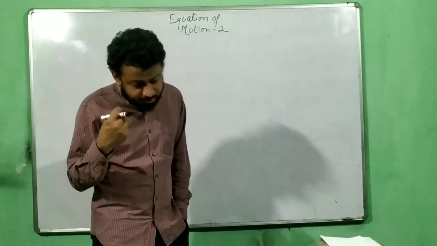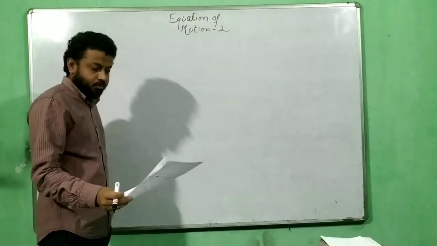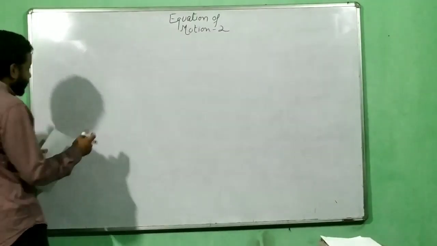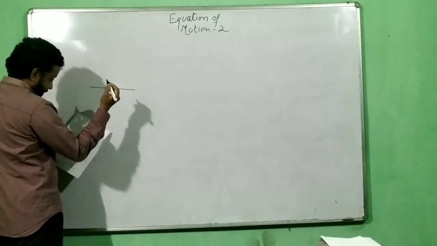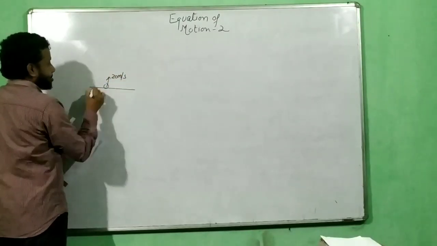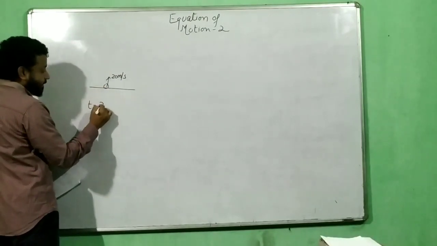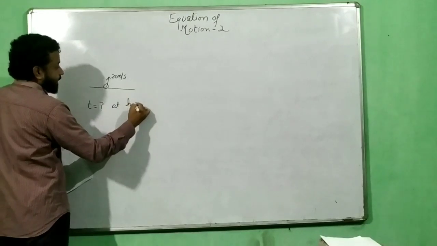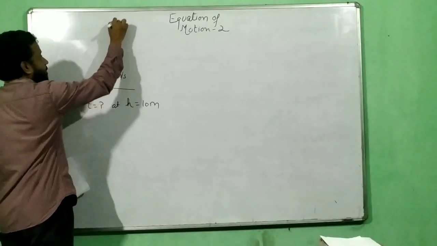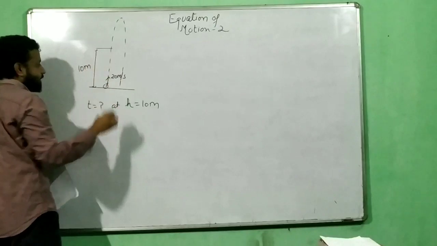In the last class we discussed some questions on vertical motion based on equations of motion, especially the second one, h equals ut plus half at square. I would like to discuss this question in which a body is thrown up with a velocity of 20 meter per second, and you have to find the time t at which the height attained is 100 meter. That means when it is going up, it will attain a height of 100 meter. So I am looking for that height of 100 meter.